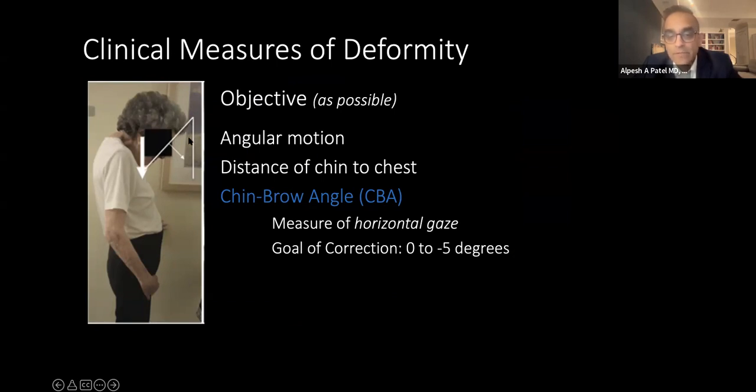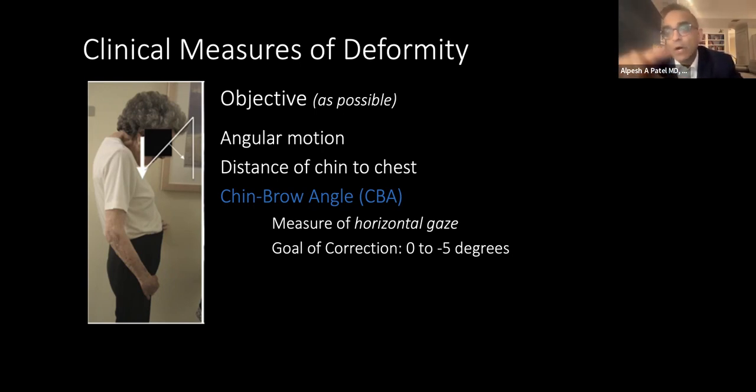And what does that angle subtend to? Many of these patients will come in with an angle of anywhere from 20 to 30 degrees. And the goal, at least in terms of maintaining horizontal gaze, is to get them to about 0 to slightly negative, so anywhere from 0 to -5 degrees. You want them to be able to see down. Otherwise, they're looking up all the time if you overcorrect them.